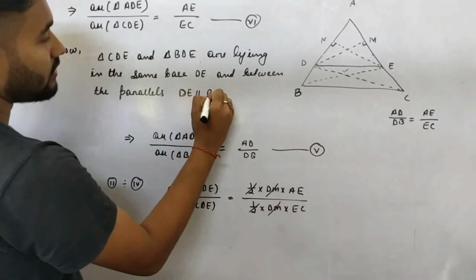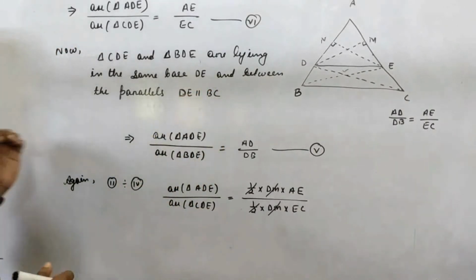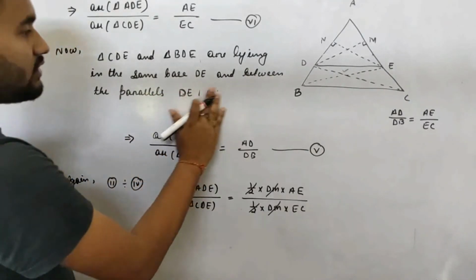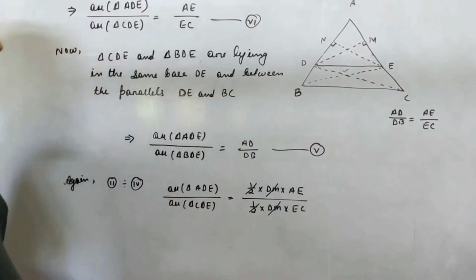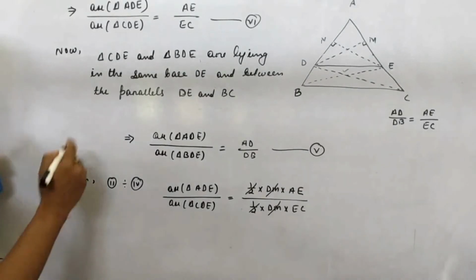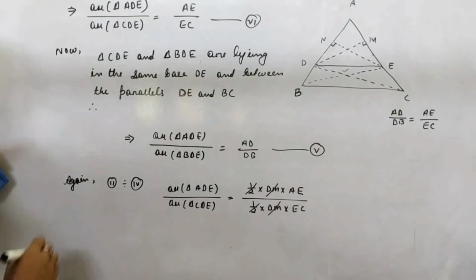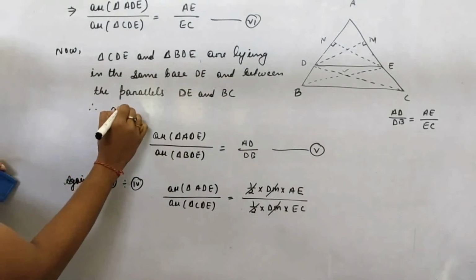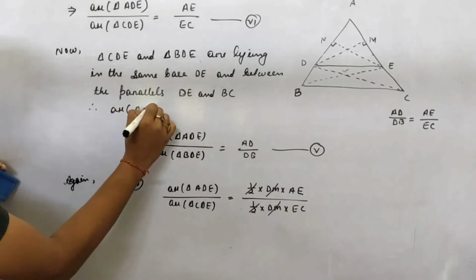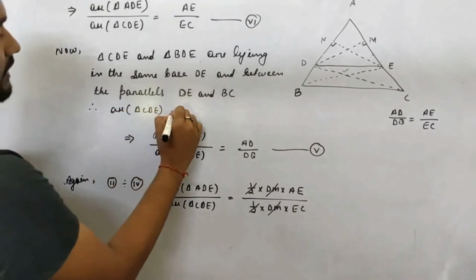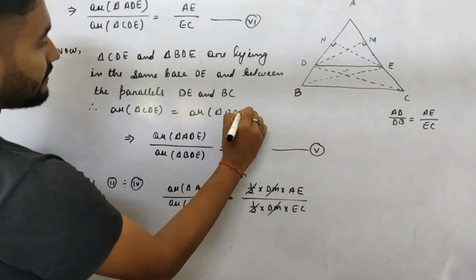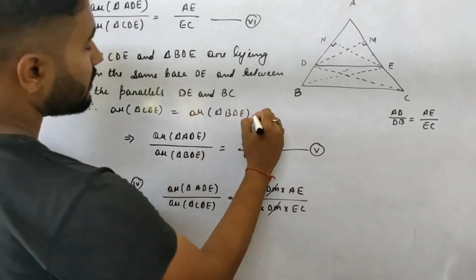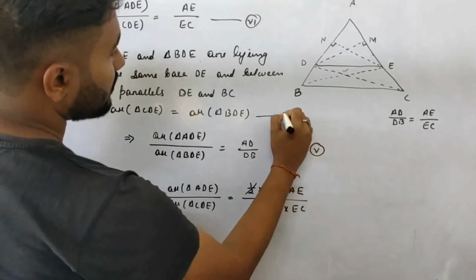And between the parallels DE and BC, right? So therefore we can say, area of triangle CDE will be equal to area of triangle BDE. This will be equal. This will be our equation 7.